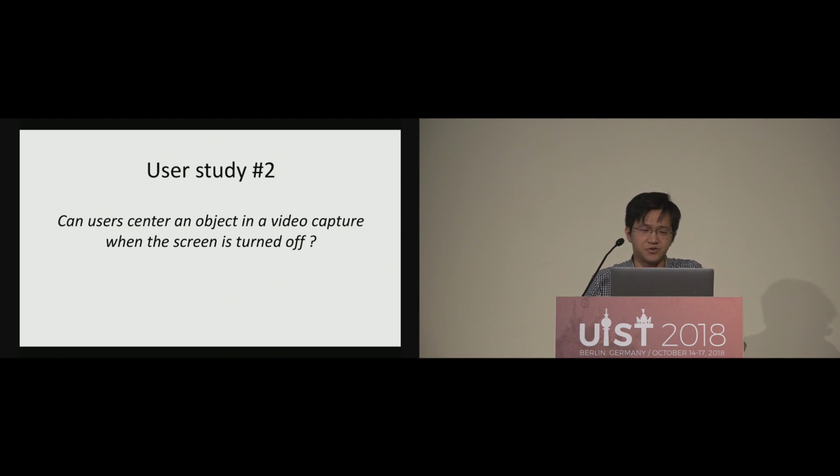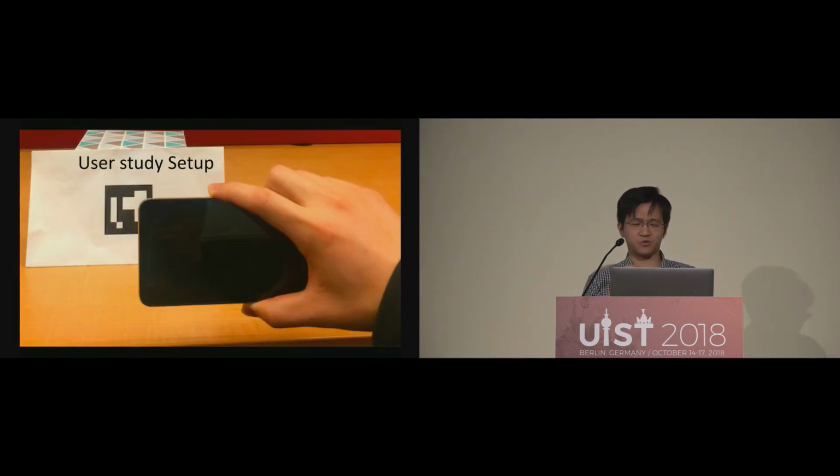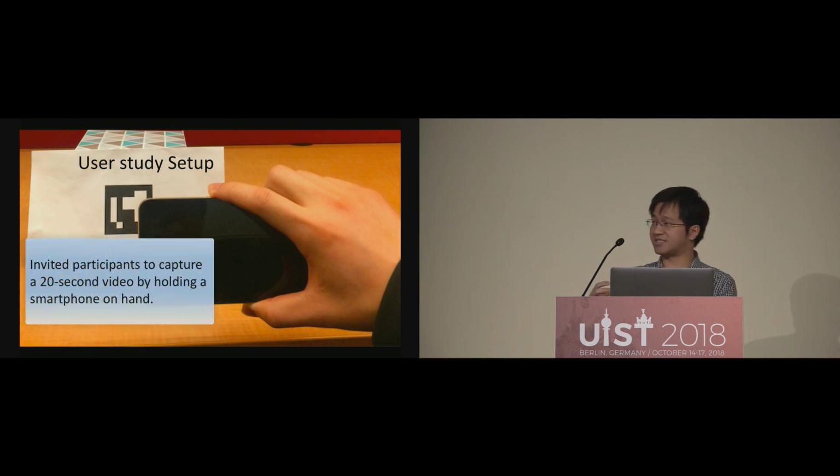So we conducted the second user study to answer the question: can users center an object in the video capture when the screen is turned off? We set up the user study by asking them to capture a 20-second video by holding the smartphone to target this QR code, to make it as centered as possible in that video.